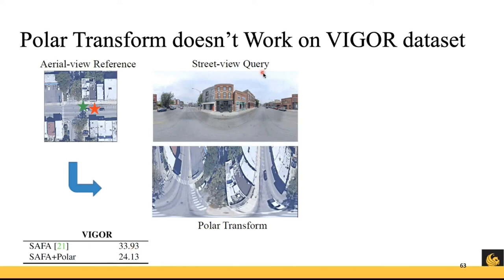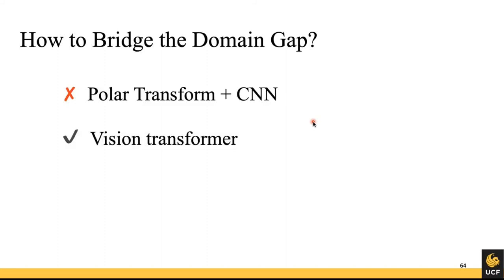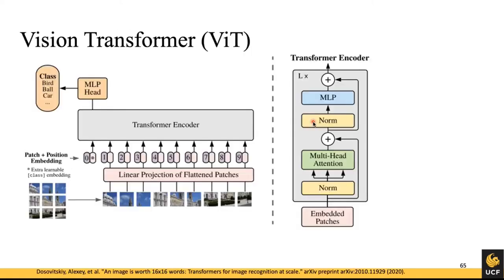And if you look at the transformed image, it doesn't make too much sense. This is the street view image, but if you do the polar transform of the aerial reference, which has the top of the buildings, there's still a very large gap between the visual appearance of these two views. So in this case, how do we bridge this domain gap? We tried this polar transform with the CNN pipeline, and it doesn't work well. So in this paper, we propose to use the Vision Transformer. The Vision Transformer is getting a lot of interest in the vision domain for various tasks.